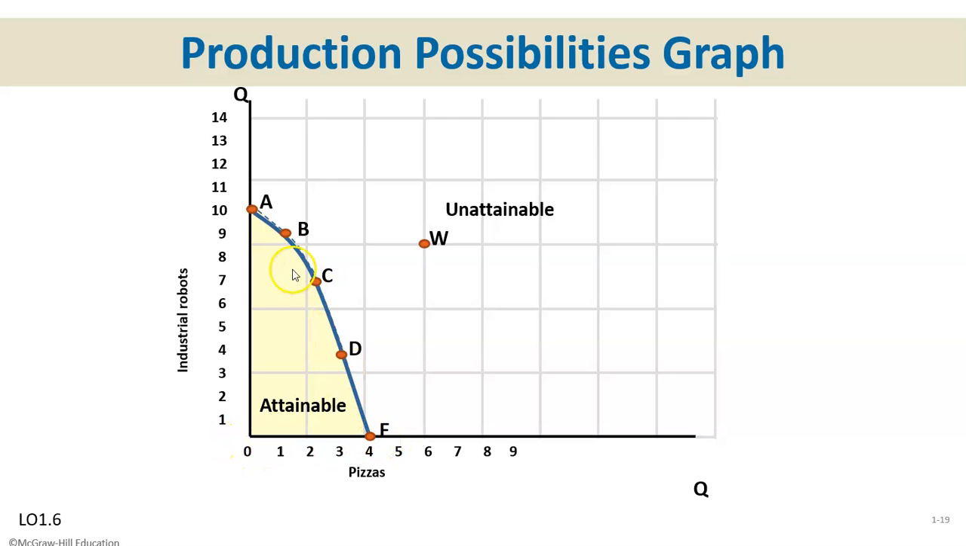And then I also mentioned point C, where if they're at point C, then they may be able to have some of each. So I think they had 7 robots and 2 pizzas at point C.